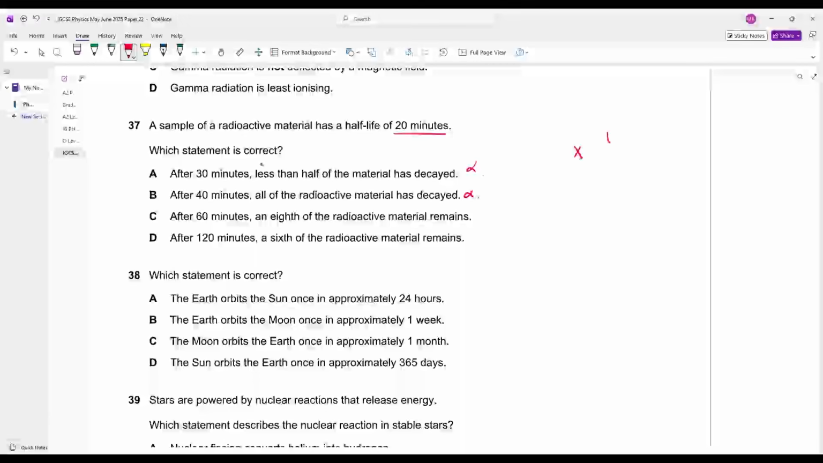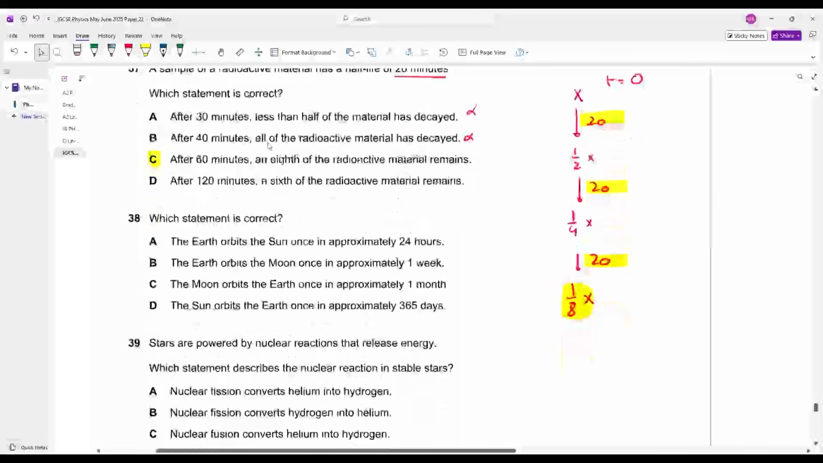Let's say at time t equals 0, your material is x. After 20 minutes, it will become half x. After a further 20 minutes, it will become 1 over 4 x. After a further 20 minutes, it will become 1 over 8 x. That means after 60 minutes, 20 plus 20 plus 20, you have 1 over 8 of the original value. Yes, C is correct.